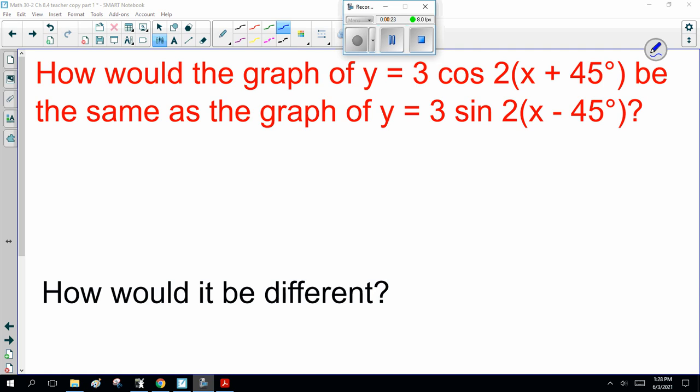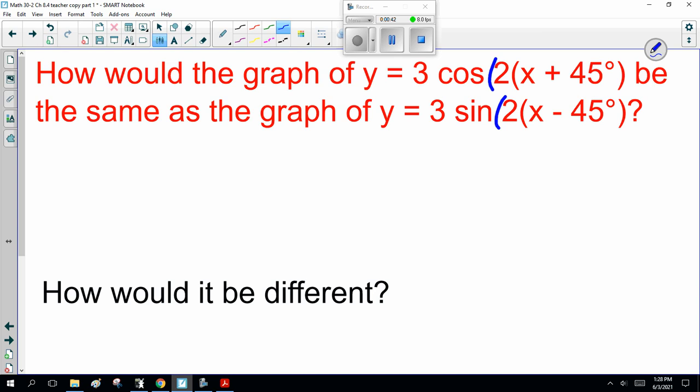Here's the next question for you. How would the graph of y = 3 cos 2(x + 45°) be the same as the graph of y = 3 sin 2(x - 45°)? Why am I putting the bracket there? I apologize, ladies and gentlemen. It's just there. X minus 45 degrees. All right, so how are they the same?